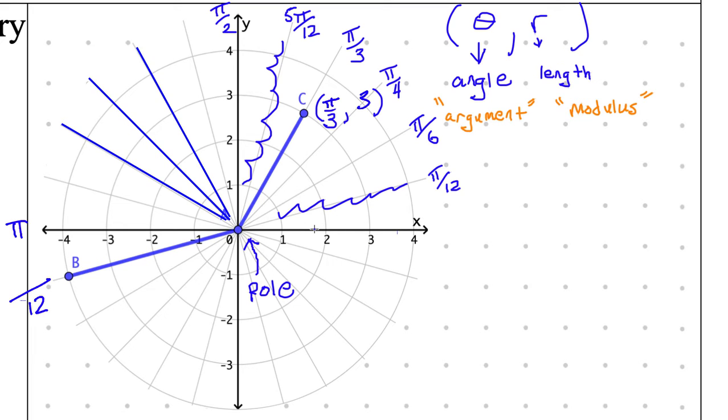I could just count up the lines, right? Each of these lines represents 1/12. So I have 1/12, 2/12, 3, 4, 5, 6, 7, 8, 9, 10, 11, 12. I have 12 pi over 12. And then I have another 12. So how many 12s have I counted so far, with a quiet raised hand?